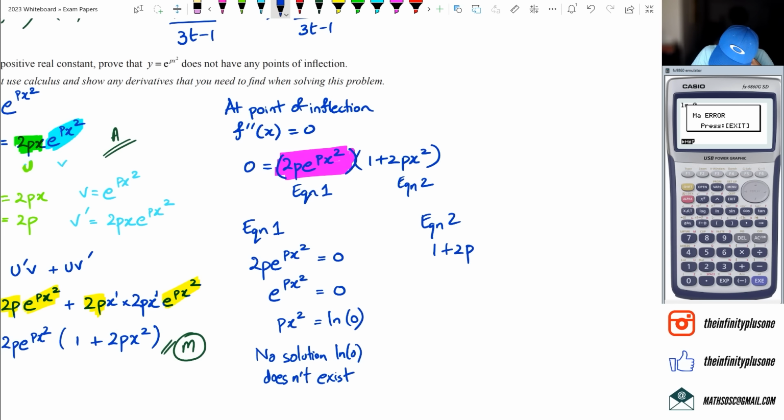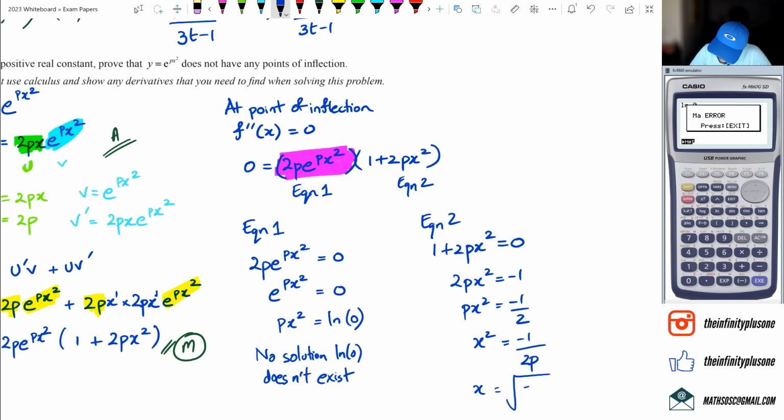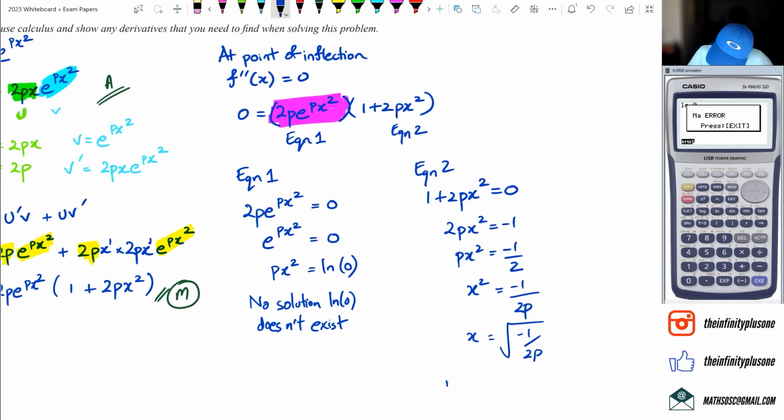1 plus 2px² is equal to 0. What happens in this case for equation 2 is we end up with 2px² equals minus 1. px² is equal to negative 1 over 2. And then x² is equal to negative 1 over 2p. Now the problem is, again, if I take the square root of this, I'm going to get the square root of a negative number. Again, no real solutions, because you can't take the square root of a negative number. So we can say that there are no real solutions for this as well.